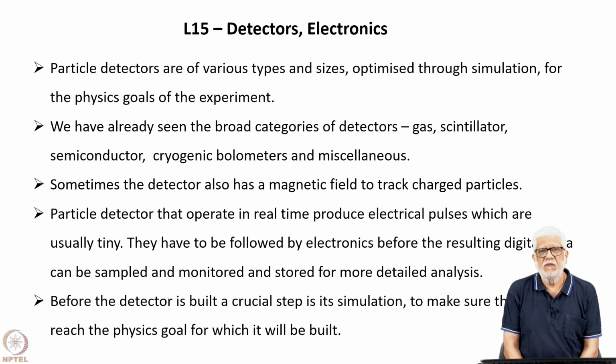We have seen broadly the kinds of detectors that we have, namely gas-based detectors, scintillator detectors, semiconductor detectors, cryogenic bolometers, and then there are many miscellaneous detectors. For instance, there are detectors that use sound, acoustic signals, to say which kind of particle has come. There is an example in dark matter searches and so on. Quite often in high energy physics, the detector also has a magnetic field because it has tracking detectors, and that allows you to actually measure the momentum of the particle.